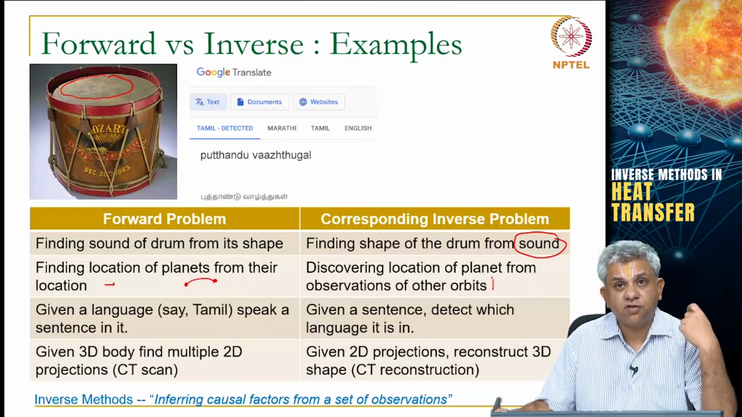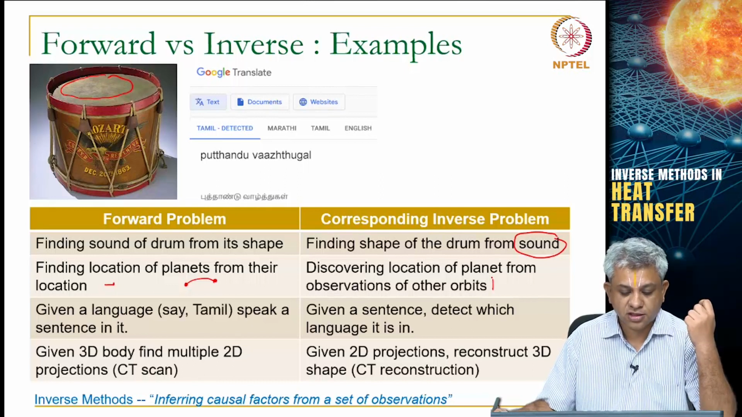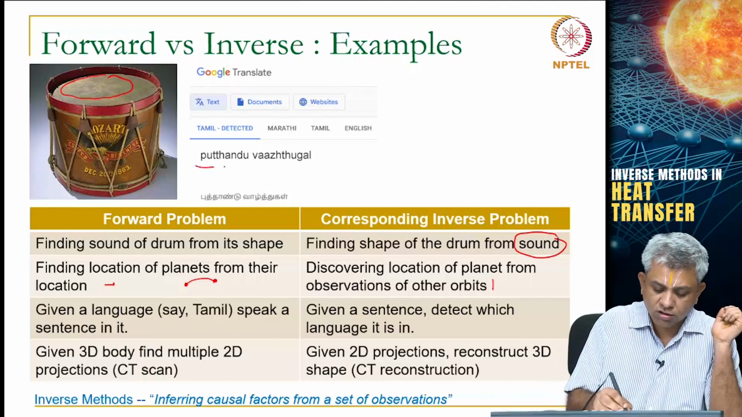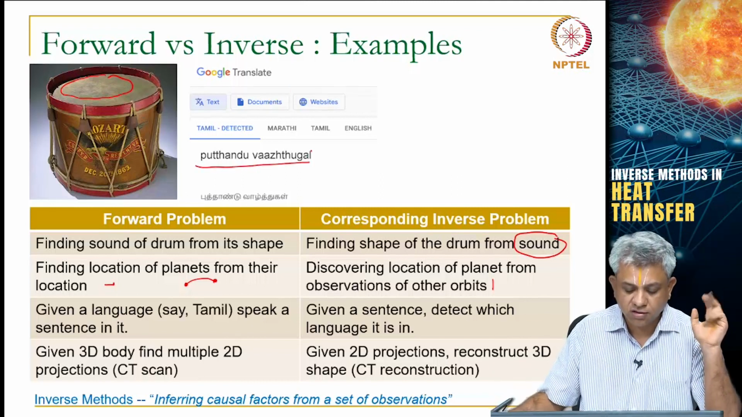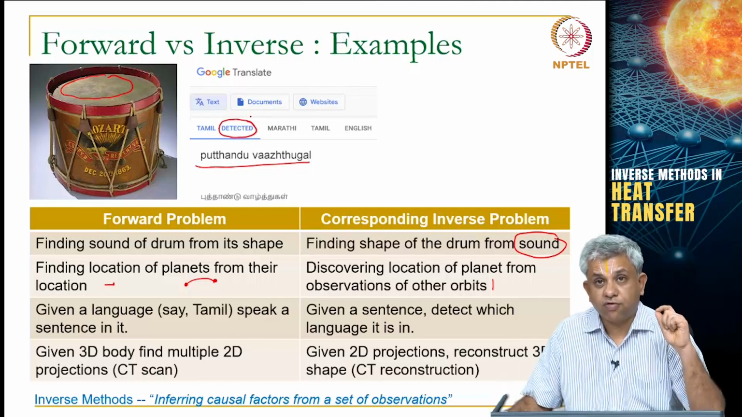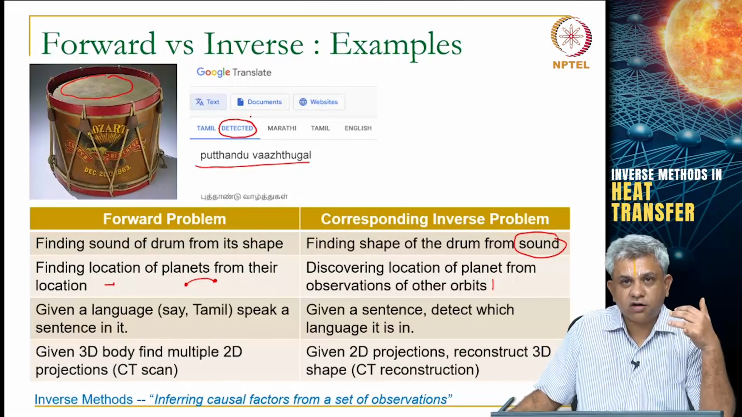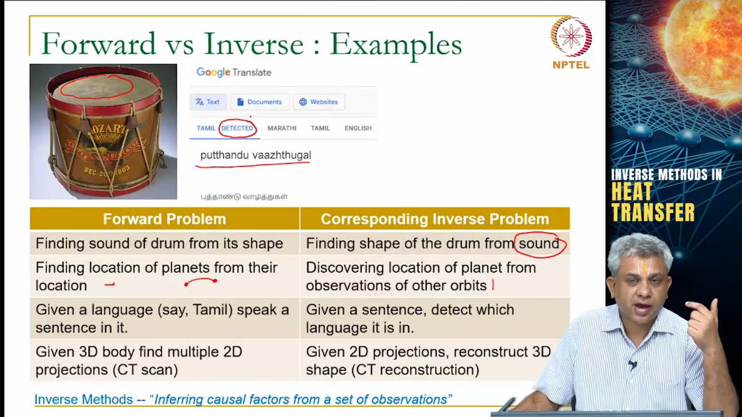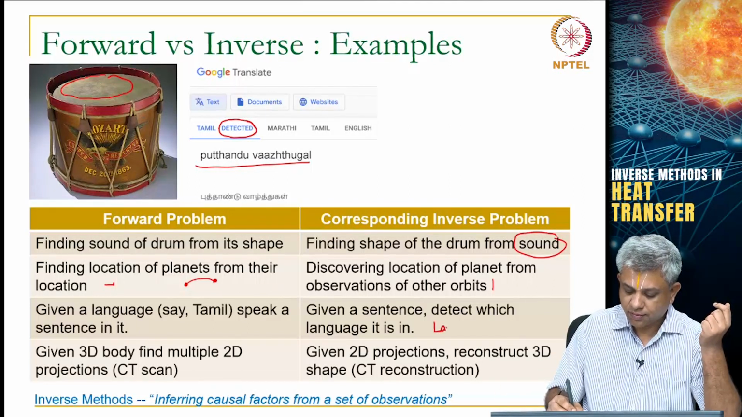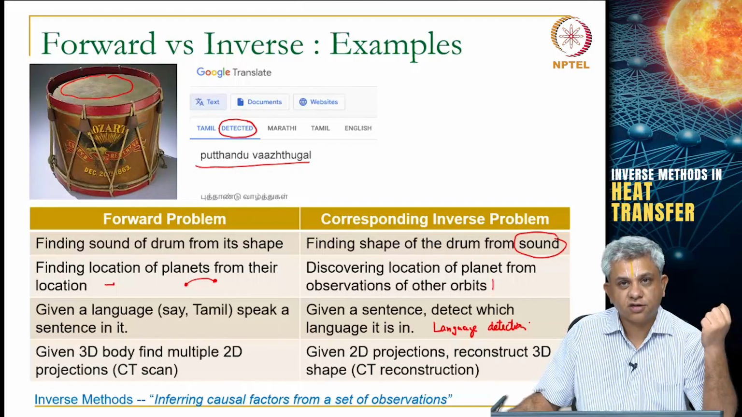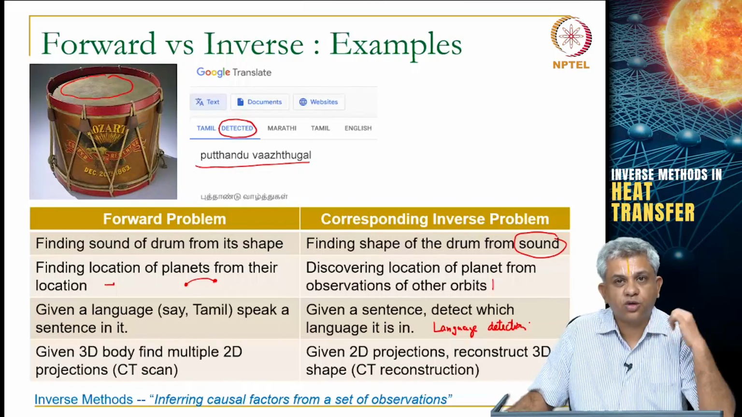Now, here is an inverse problem. This is what Google Translate has done here, incidentally. I just wrote this word, Puttandu Vaalthugal, and you notice it says detected. It found out the language. Whenever from the sentence you want to find out what language it is, that is a language detection problem. That is an inverse problem. Given the sentence, find out what language it is. So that is the cause. The cause of the sentence is the original language.